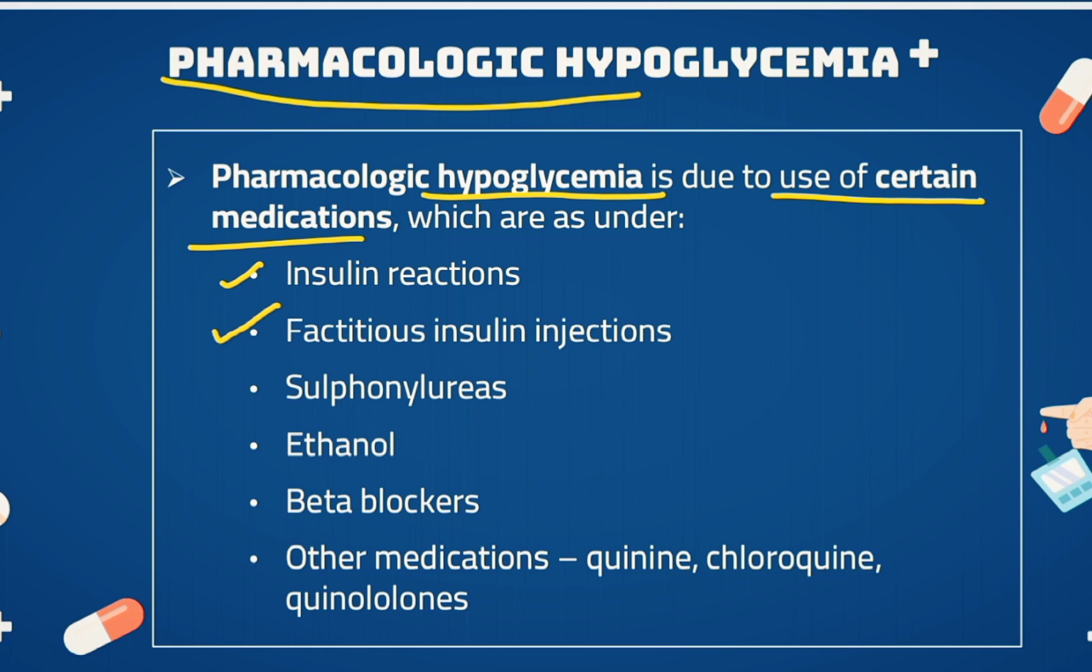Apart from that, hypoglycemia can develop after use of certain medications like sulfonylureas, ethanol, beta blockers, and some other medications for other diseases like quinine, chloroquine, and quinolones.